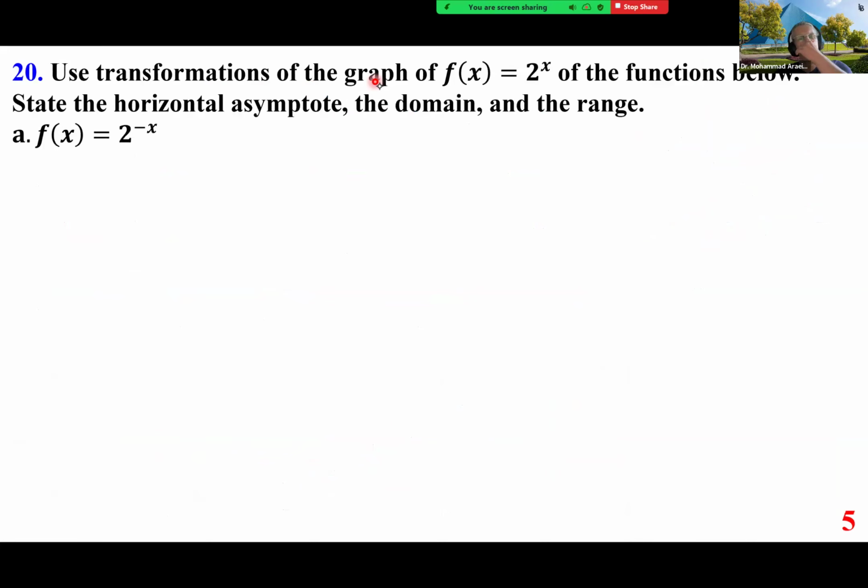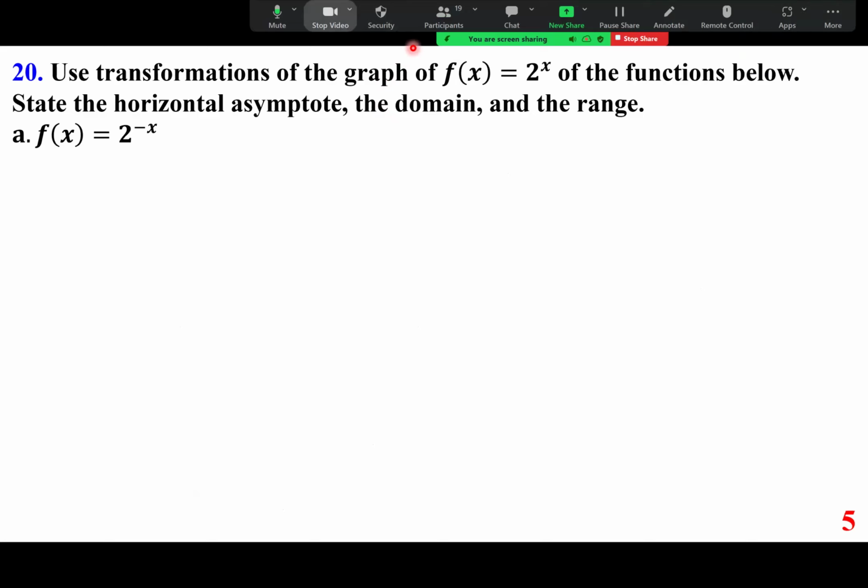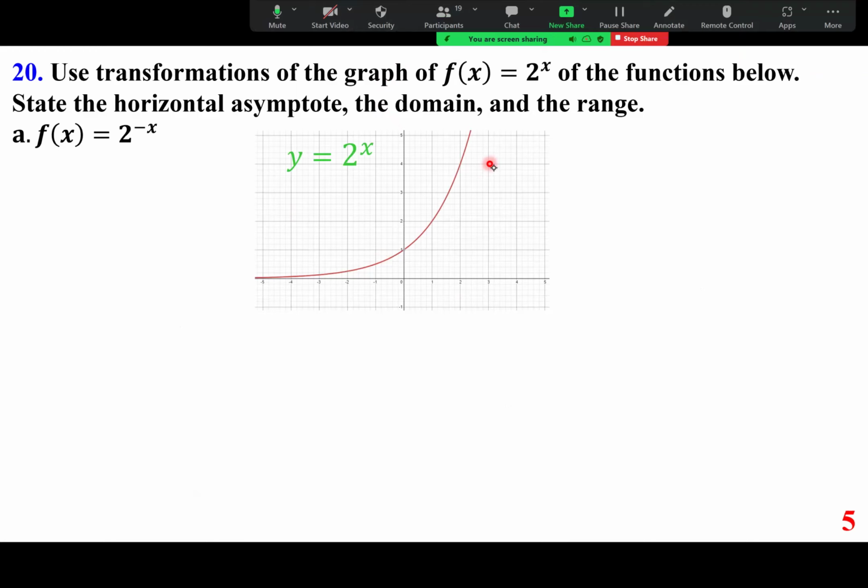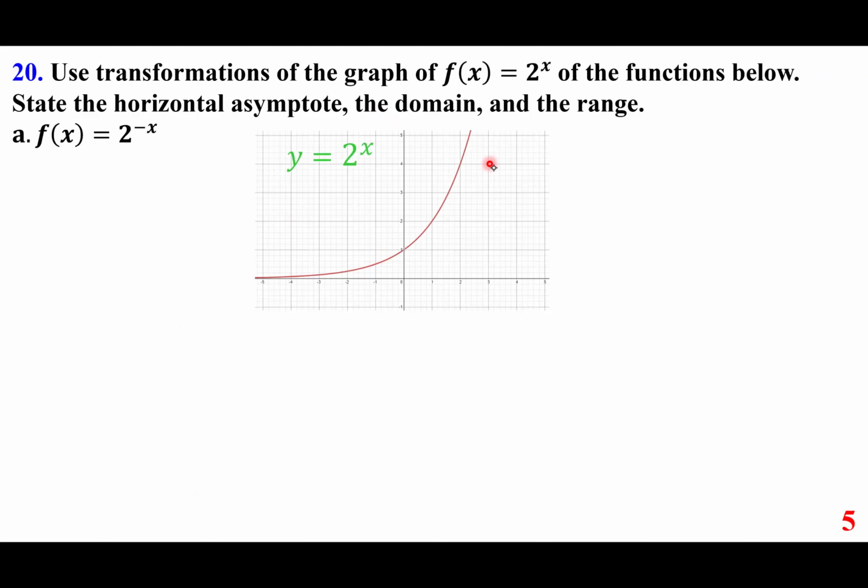Use transformation of the graph of f of x equals 2 to the power of x to graph the function below. State the horizontal asymptote, the domain, and the range of f of x equals 2 to the power of minus x. So what do we do first and foremost? We should know the graph of 2 to the power of x looks like this. That's one of those essential functions, with the y-intercept located at 0, 1.